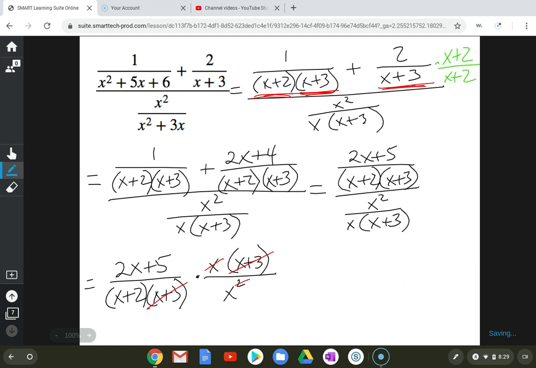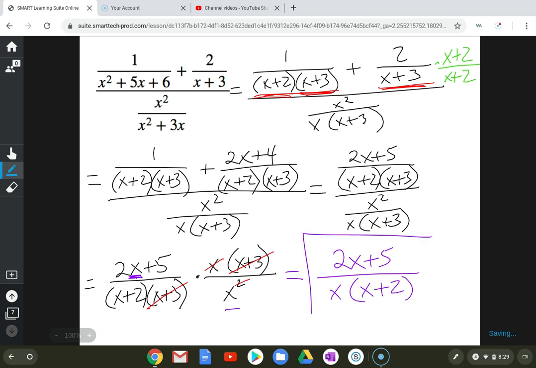There is nothing else that cancels. Don't fall into the trap of seeing this x and this x. This is not a whole factor. It's just part of one term. You cannot cancel it. So instead, our final answer would be 2x plus 5 on top over x times x plus 2 on the bottom. And that would be our final answer.